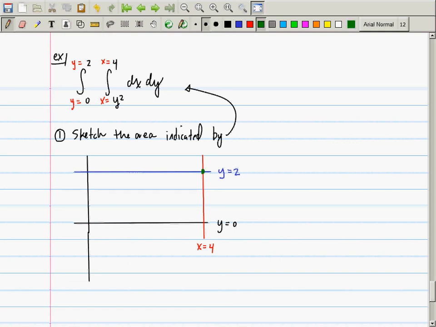So it goes through there. What's another point that's on that parabola? 0, 0. Right, and then this point is on it as well, down here. Okay, so I'm going to try and eyeball it here. Well, that was pretty good. Let's see if I can reproduce it. Pretty good. Okay.